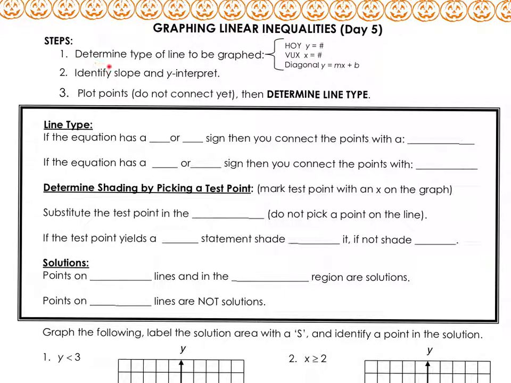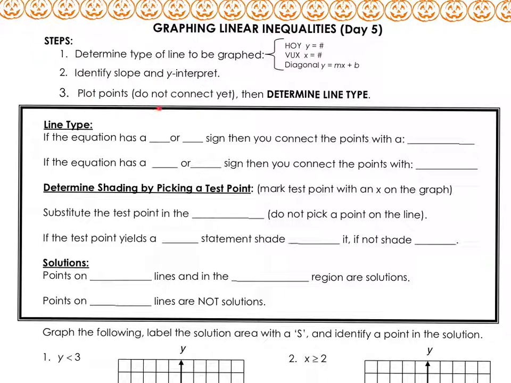So the first thing you need to do is determine the type of line that's going to be graphed. Either a HOY, so if it's y equals a number, a VUX, if it's x equals a number, or a diagonal line, y equals mx plus b. And remember, those include positive and negative slopes. Then you identify the slope and y-intercept just like if we were to graph a line by itself.